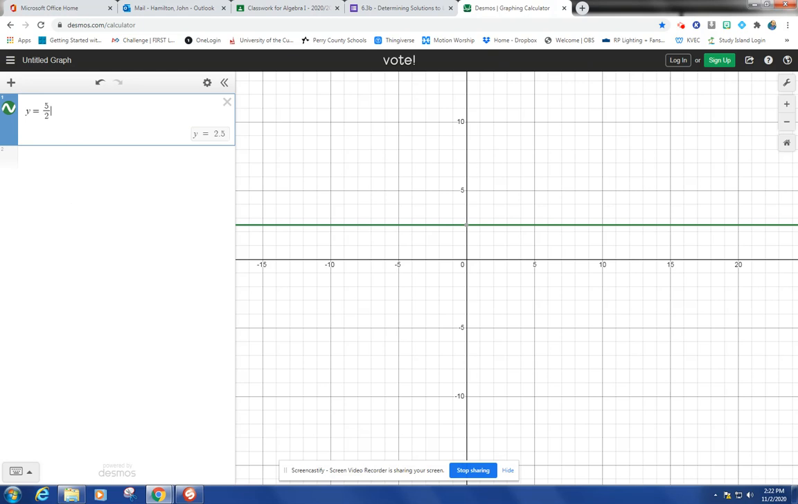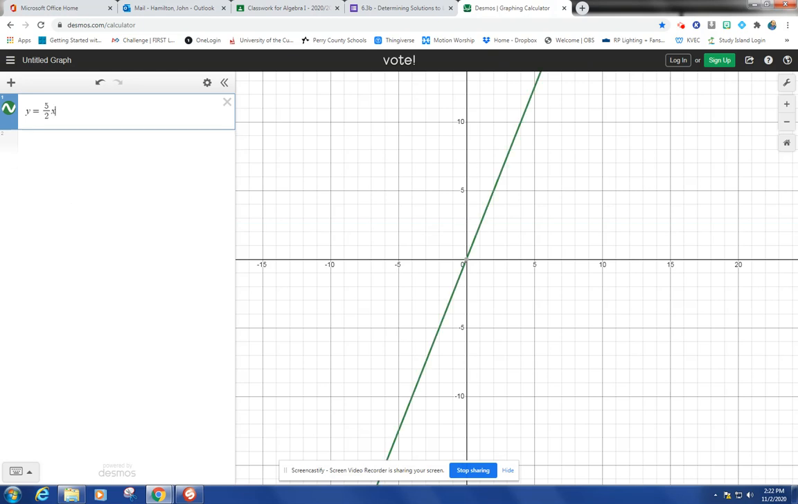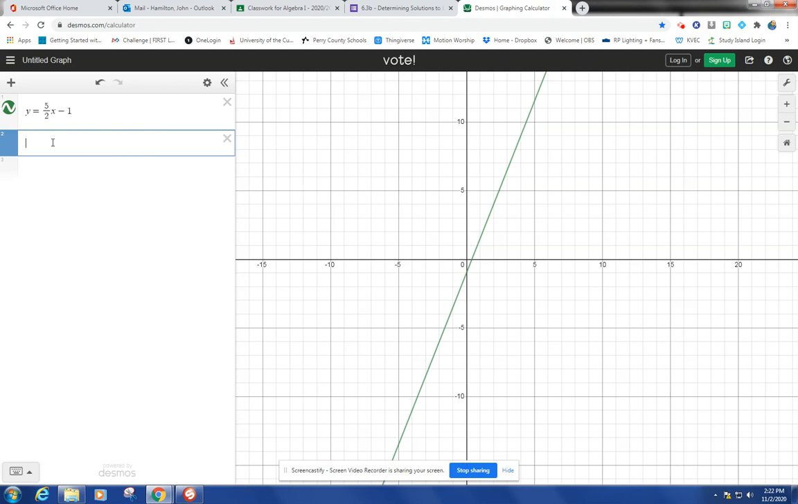And I want to just right arrow over. That way I can put my x beside of it. Y equals 5/2 x minus 1. And there we go. There's our first equation. So I want to go down and click in the second equation box. And I'm going to go ahead and put the second equation, which was 5x minus 2y equals 2.